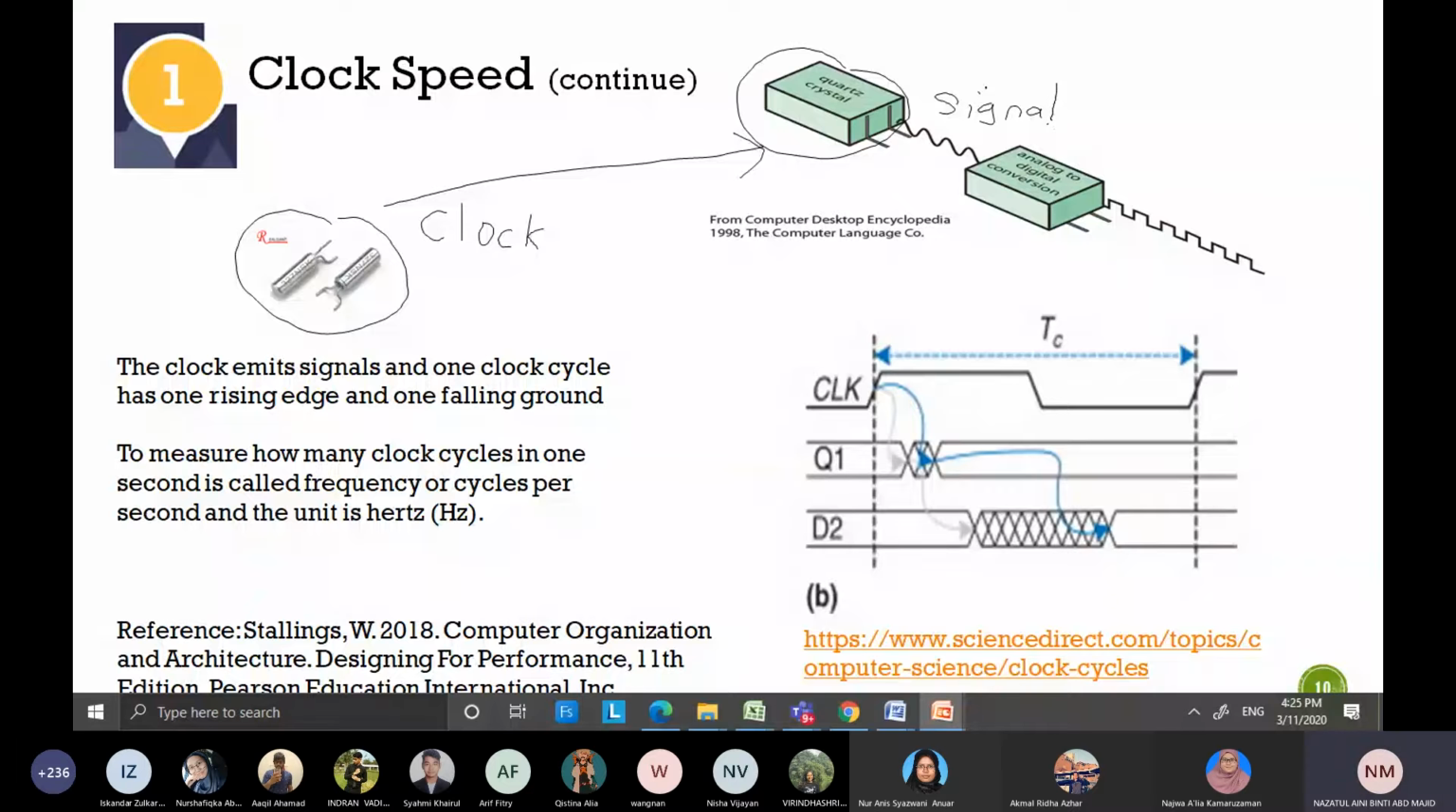When you look into the signal, it actually has one rising edge, followed by another one, which is the falling edge. This is rising, and this one we call falling. So when we talk about a clock cycle, I hope you please understand this. A clock cycle contains one rising and one falling. This we call a clock cycle.